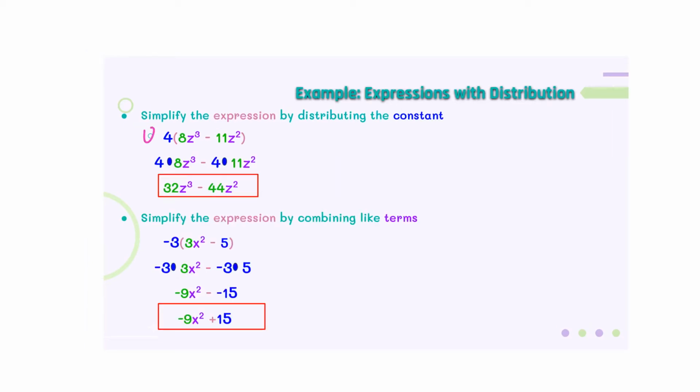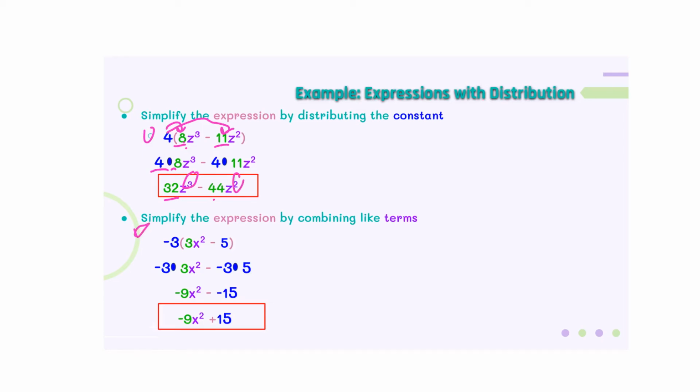In this question, I have 4 times the quantity of 8z cubed minus 11z squared. So I am going to distribute that 4 to each term. Then I'm going to multiply 4 times 8, my coefficient, is 32, minus 4 times 11, which is 44. Notice I didn't change anything about my exponents.